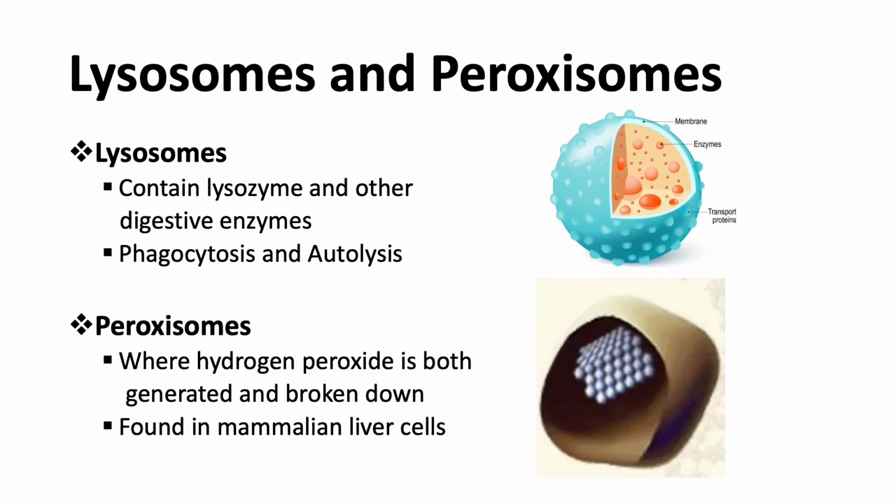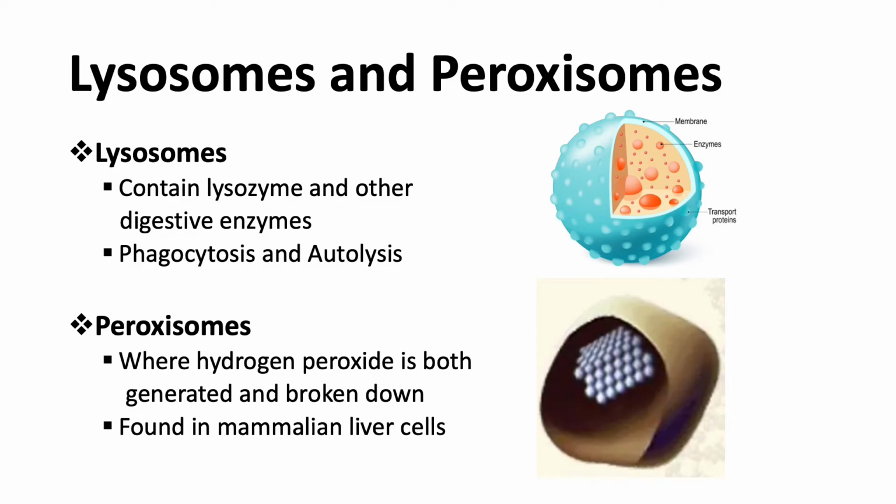Lysosomes and peroxisomes. Lysosomes originate from the Golgi complex. They contain lysozymes and other digestive enzymes that break down foreign materials taken into the cell by phagocytosis, or the engulfing of large particles by amoebas, for example, and certain types of white blood cells called phagocytes. These enzymes also help in breaking down worn out parts of the cell through a process called autolysis. When the cell senses that it is damaged or deteriorating, it will initiate cell death.